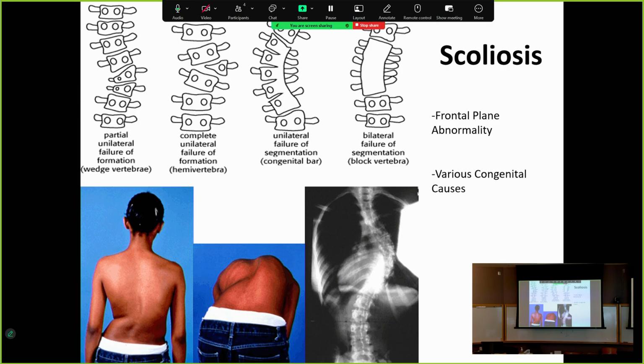Plenty of kids have very mild amounts of it that we say will never affect you, and then plenty of people at the far end have a level where just seeing them walk, you can tell. We occasionally have one of our donors, one of the bodies dissected by all of you, who has a very severe scoliosis. So we see these more severe cases as well. Various congenital causes can lead to this.